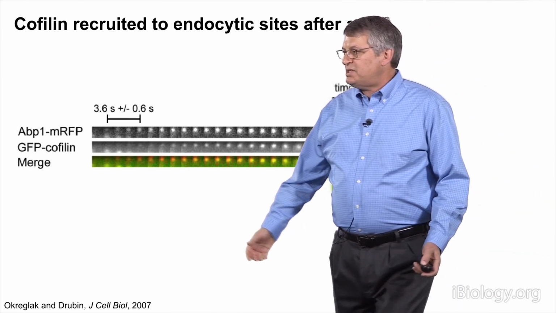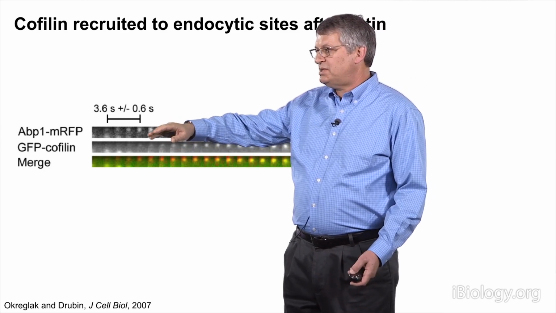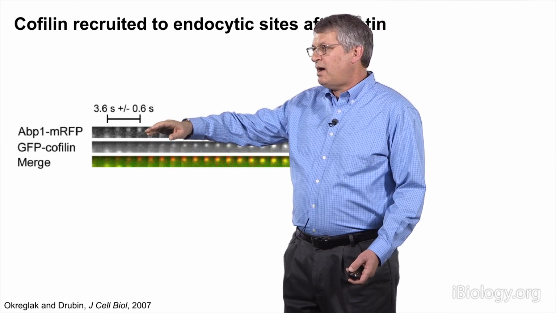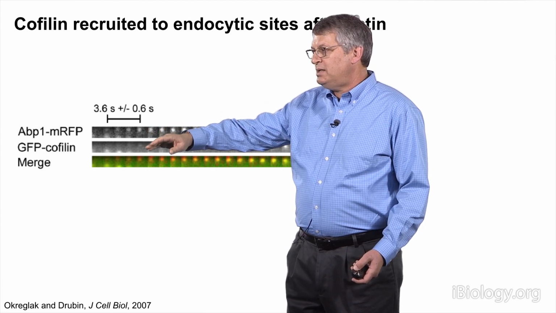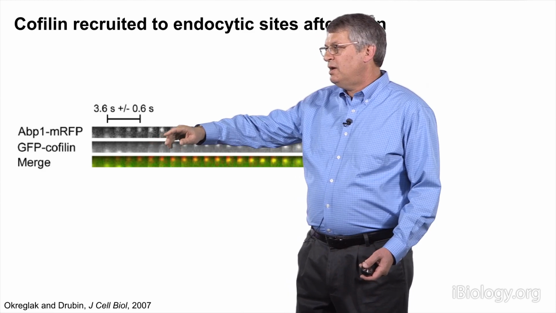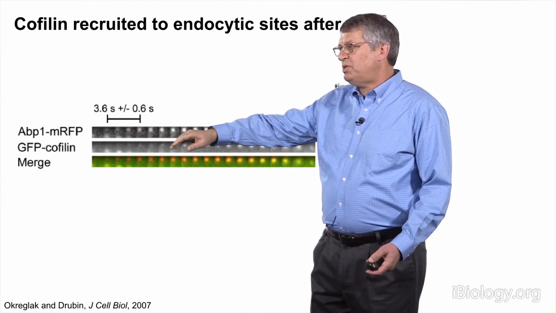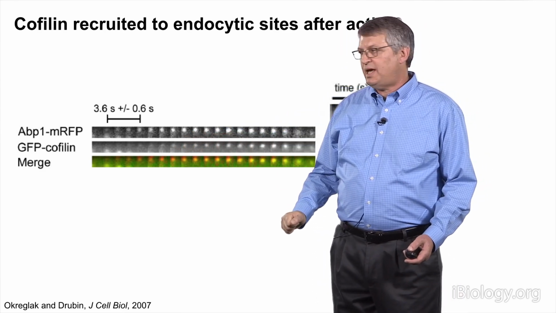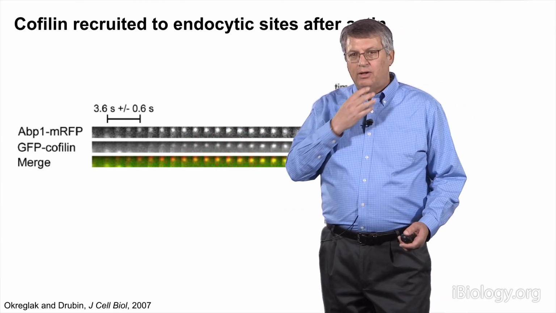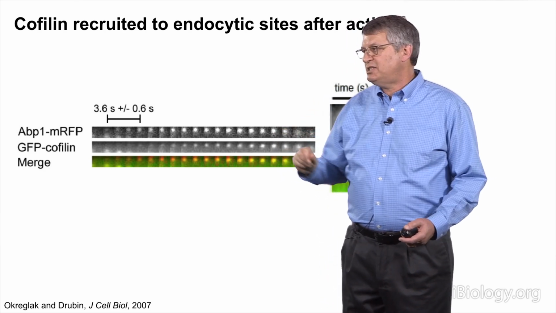And so this is a montage of an endocytic site in yeast cells which have been tagged, so they're expressing an actin marker in red and cofilin in green. And what you can see is that actin starts to assemble at an endocytic site, and then with a delay of about 3.5 seconds, cofilin gets recruited to that site. And that's consistent with cofilin binding to ADP actin and not ATP actin.